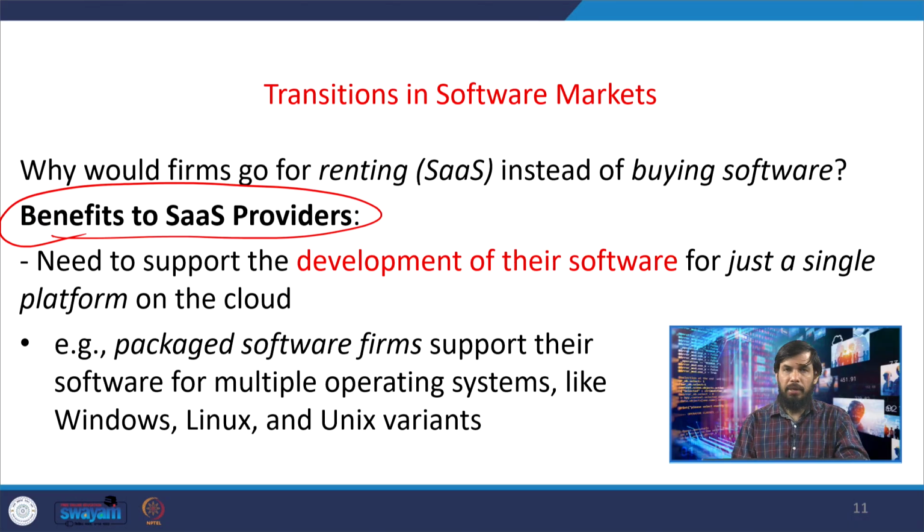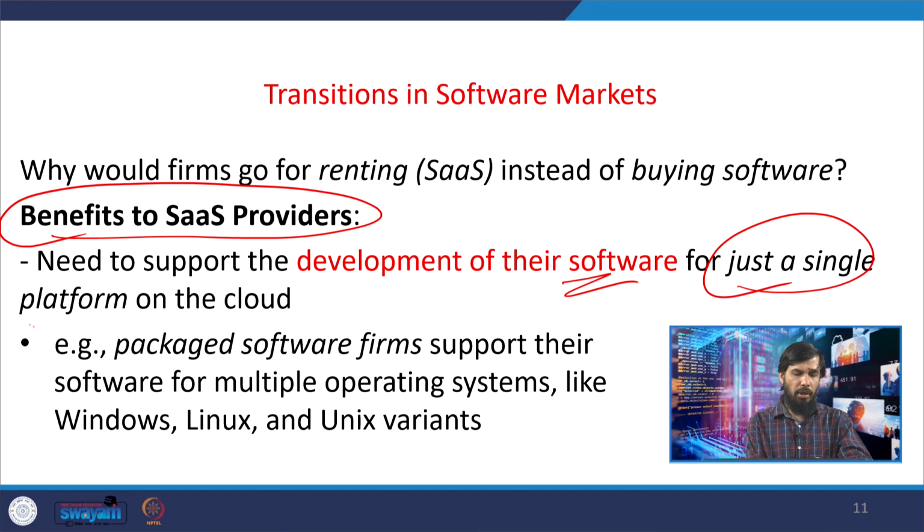So the first benefit that they get is that if they were to be a traditional software provider, then they might have to manage a particular software, different kinds of hardware, different kinds of operating systems, or different kinds of other databases and other systems, right? But when they become a SaaS provider, the user is only looking at the interface and doesn't have visibility to the underlying platform which is supporting the SaaS. So the SaaS provider can just get away with running their software for a single platform on the cloud.